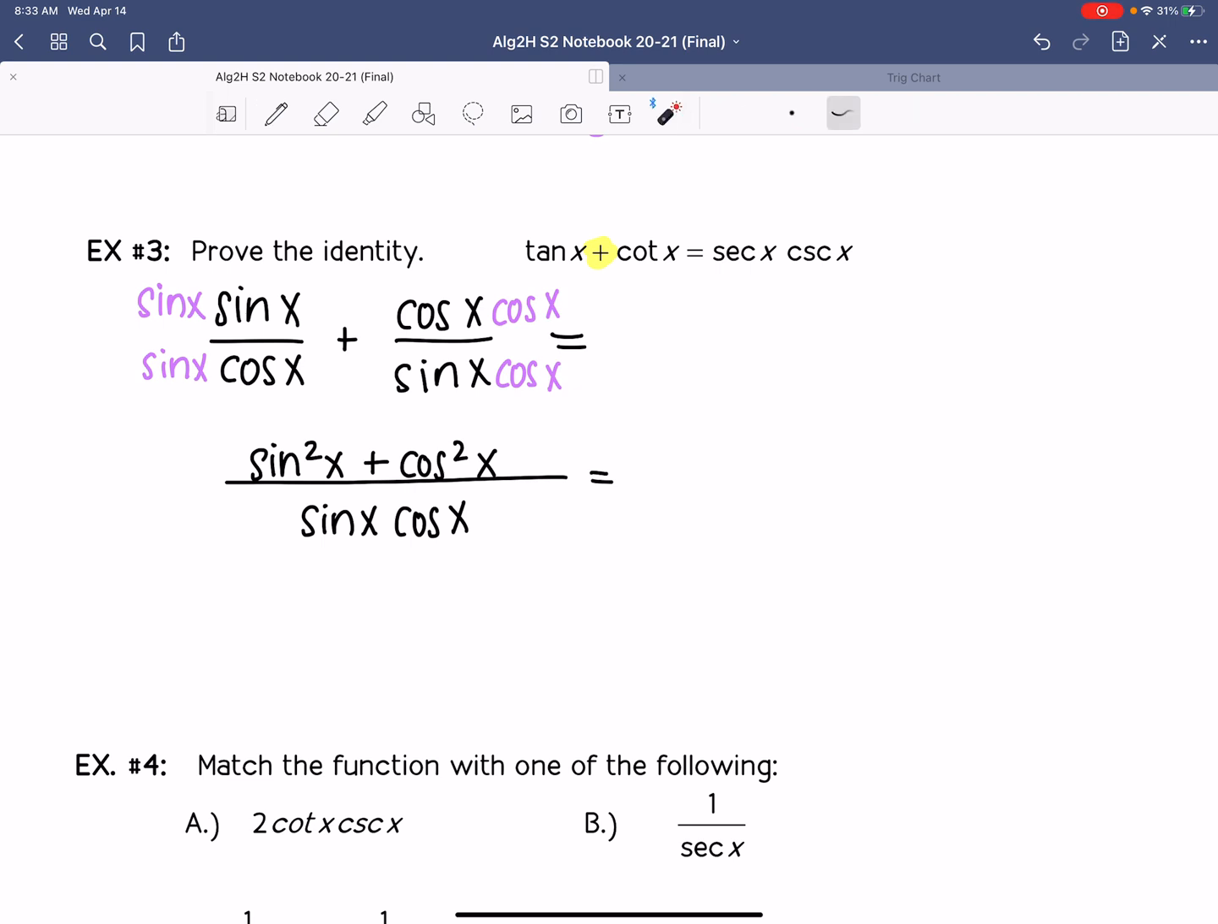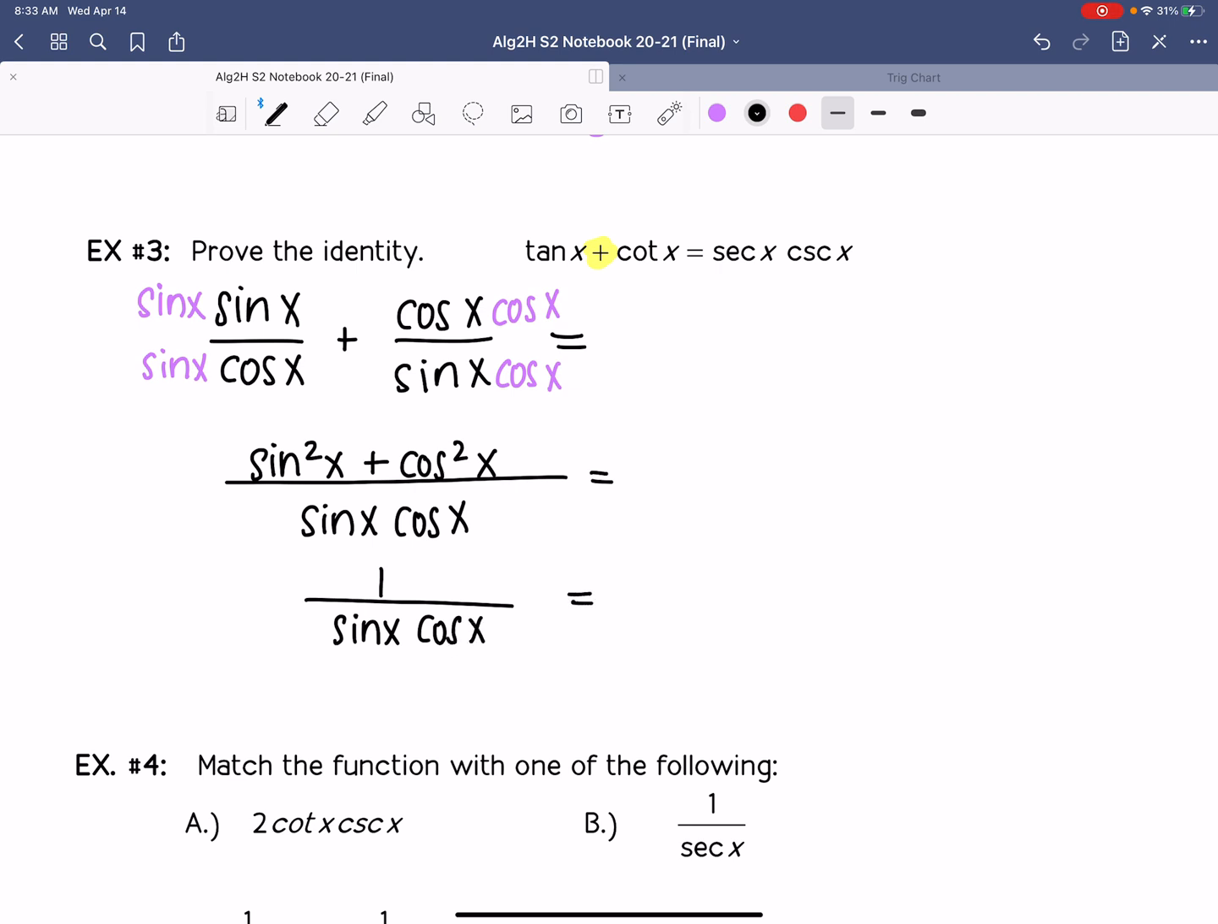Okay, whenever we have squares, we are talking about a Pythagorean identity. This is your main Pythagorean identity. The main Pythagorean identity is sine squared x plus cosine squared x equals 1. So I know that sine squared x plus cosine squared x is equal to 1. So this numerator is 1. So now I get 1 over sine x cosine x.